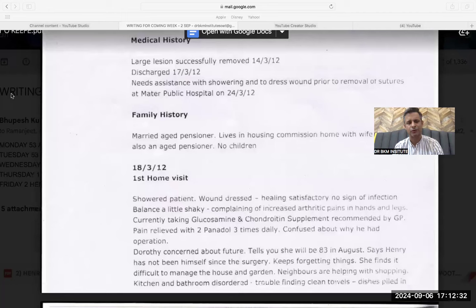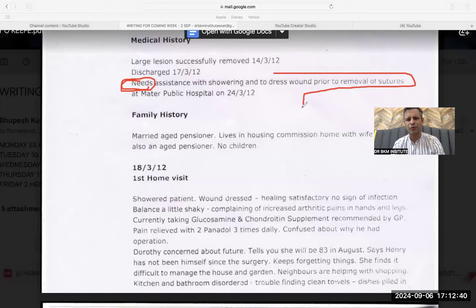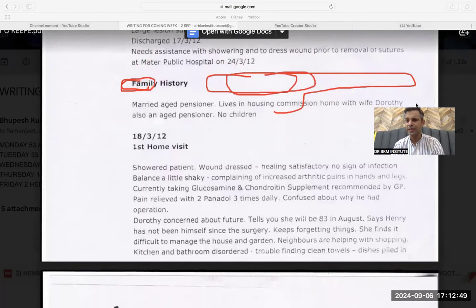This can confuse you, because normally we say needs means that is the need. That means this is the purpose. But he's saying, yeah, he has to remove sutures. Let's go ahead. So according to me, until now, purpose is showering and dressing. Until now. Then I go forward. In the final exam, that is how you approach a letter.